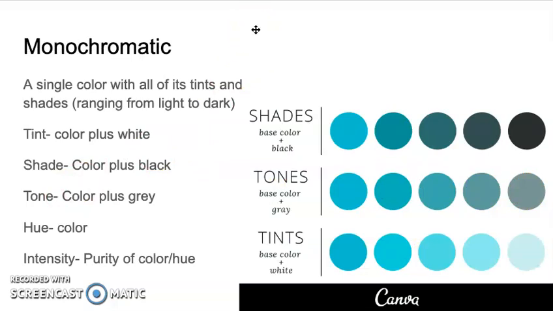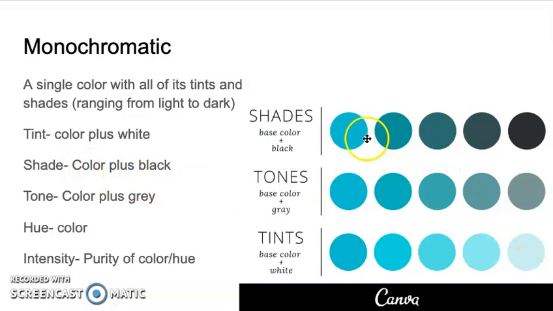And my last color scheme, monochromatic. It's a single color with all of its tints and shades, so ranging from light to dark. Okay, some new terms for you. A tint is a color plus white. So if our base color is this turquoise here, if you add more and more white, it'll turn white. And that is a series of tints. This is a monochromatic color scheme in turquoise, going from darkest or most pure to lightest.